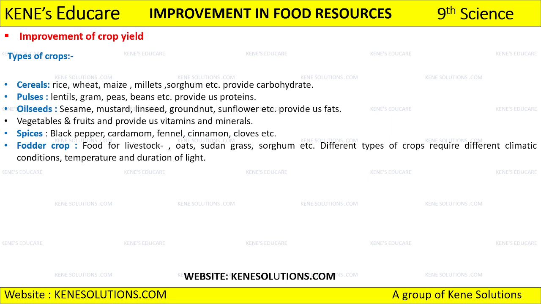Like if I talk about cereals, you should be knowing that it includes rice, wheat, maize, millet, sorghum. If I talk about spices, you can write any of the spices that you're aware of, but you need to make sure that you're writing the correct English names of the spices. Okay, so please go through this slide as well.